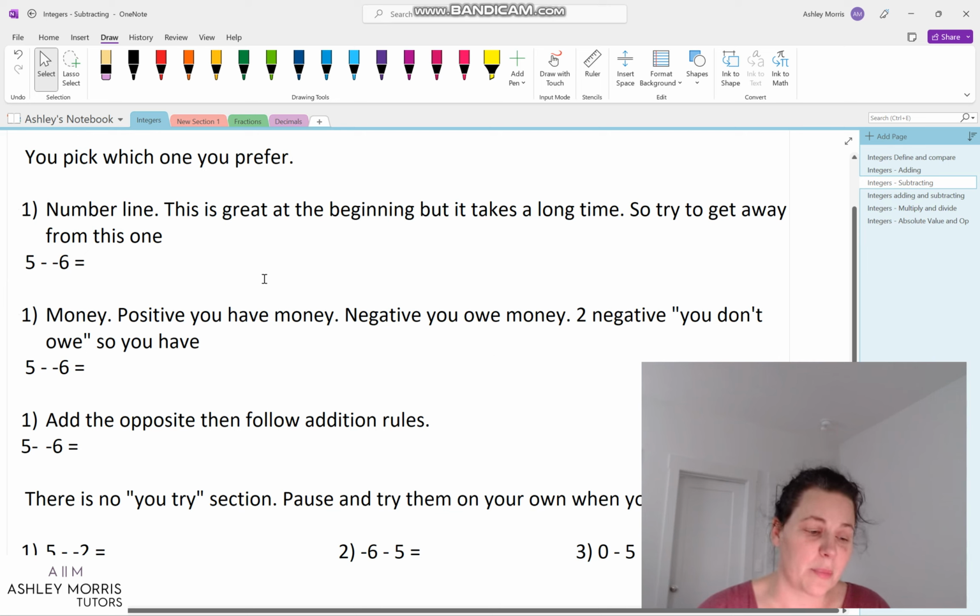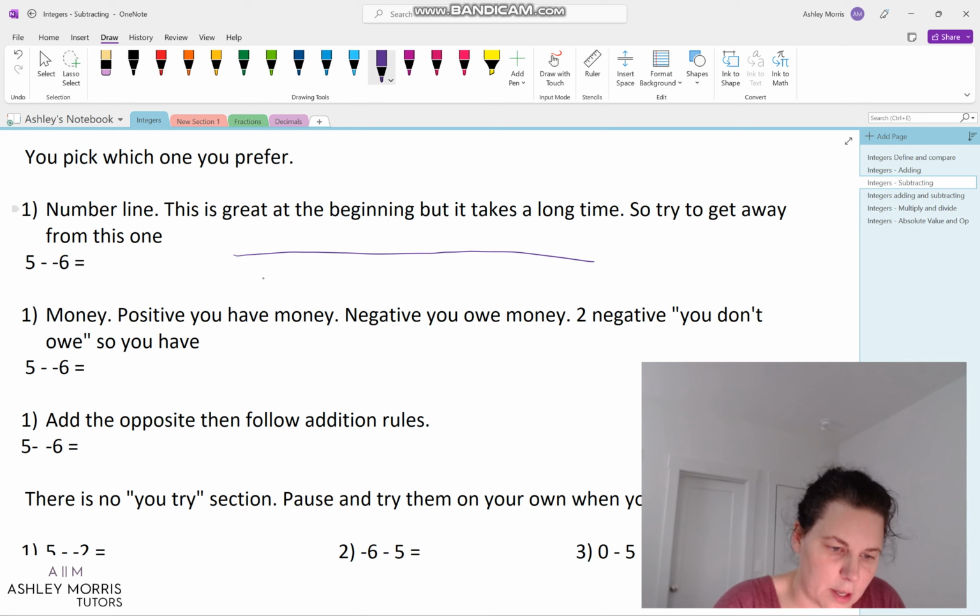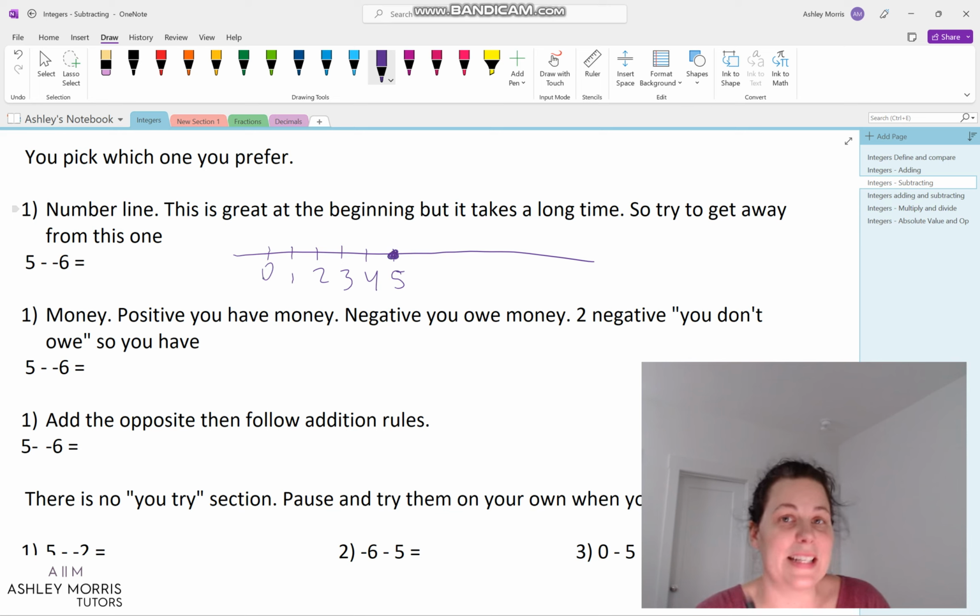I'm going to show you the number line. I don't really prefer this one just because it takes so long, but let's look at how that works. I'm going to do 0, 1, 2, 3, 4, 5. So we're going to start at 5. Now minus a negative. Every time you get a negative or a minus sign, you're going to switch directions. So negative tells us to go left, but then there's another negative, so we got to switch directions. So we're going to actually go right with this one.